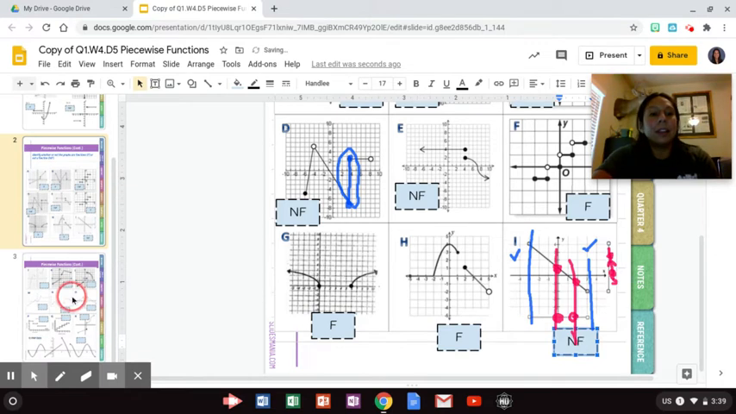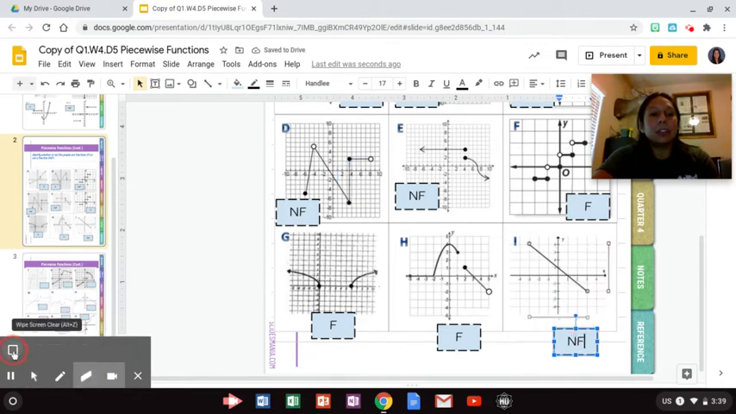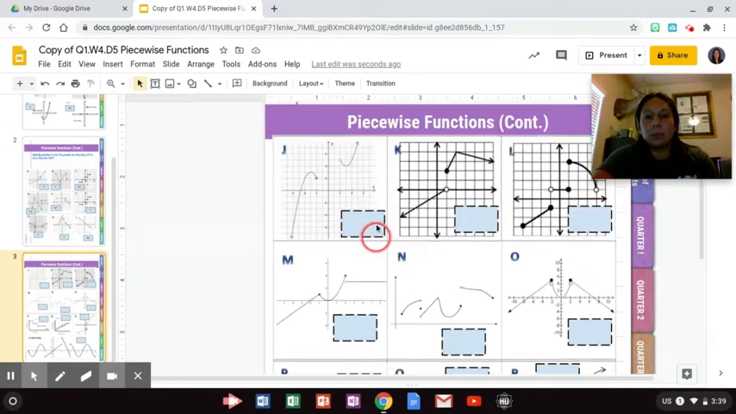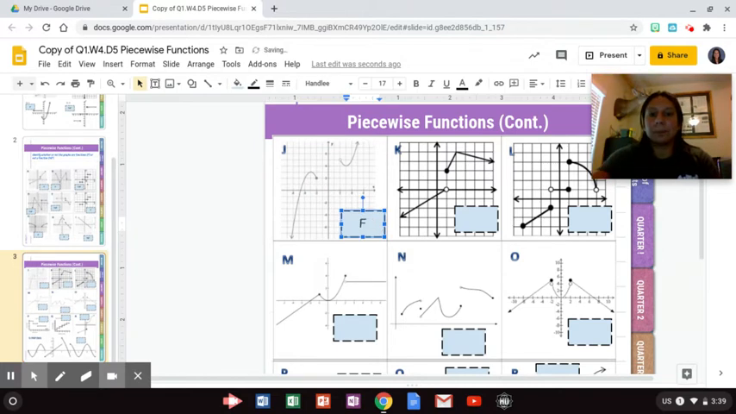Okay, let's go to page 3. On page 3, you had the same process. You had to go through and determine, are they functions or not a function? So let's go back up to J. This one does pass the vertical line test. So J is a function.